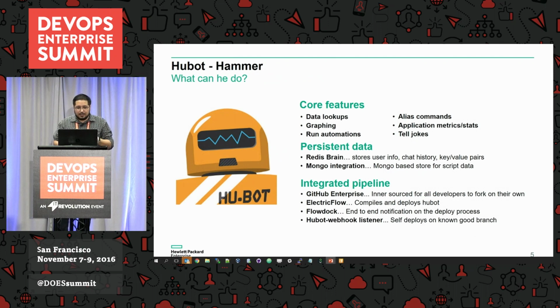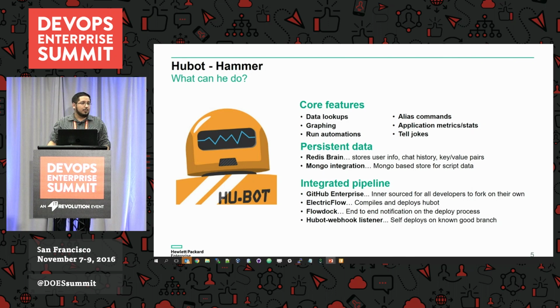So our particular Hubot that we have, his name is Hammer. He's got a lot of great integrations out there that we have. You can do things like data lookups, pull in graphs into the conversation, grab metrics from Nagios or Grafana. We can run automations, so we're using ElectricFlow for a lot of our CI/CD pipelines out there, and we can kick jobs off. You write alias commands, or perhaps even write graphing metrics into the room as well.